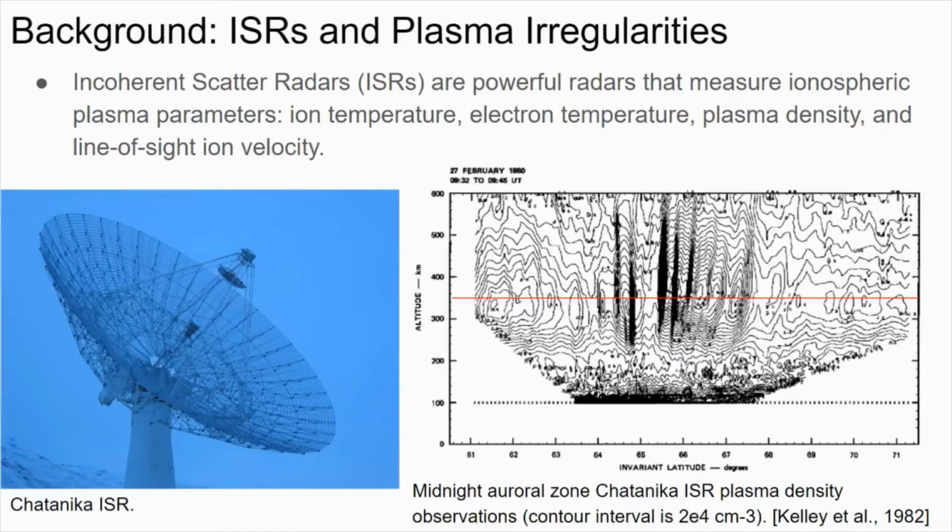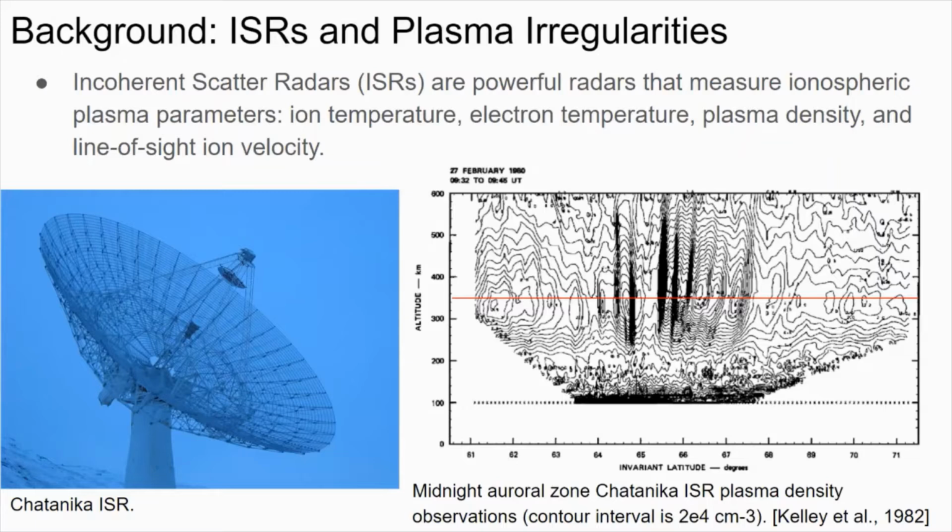These are simply powerful radars that are able to measure ionospheric plasma parameters such as the ion temperature, the electron temperature, the plasma density, and the line of sight ion velocity. Over on the left here, we have one ISR. This is the Chattanooga Incoherent Scatter Radar.